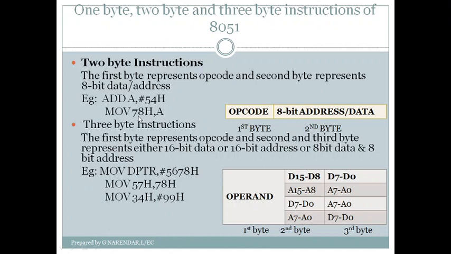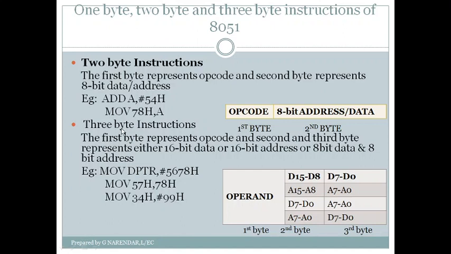And here you can see that 78H is the 8-bit address of a certain memory location. How am I saying that this is an address? Before 78 we don't have any hash, so it is an address. If a number is preceded with a hash, it is data. If a number doesn't have any hash before it, then it is an address. So here 78H is an 8-bit address, it is 1 byte, and MOV is the opcode, it is 1 byte. So totally the instruction size is 2 bytes.